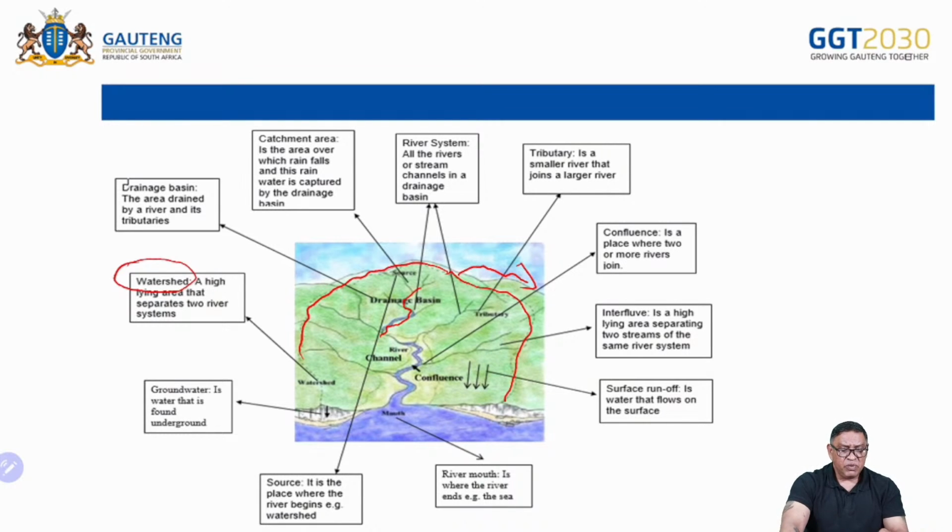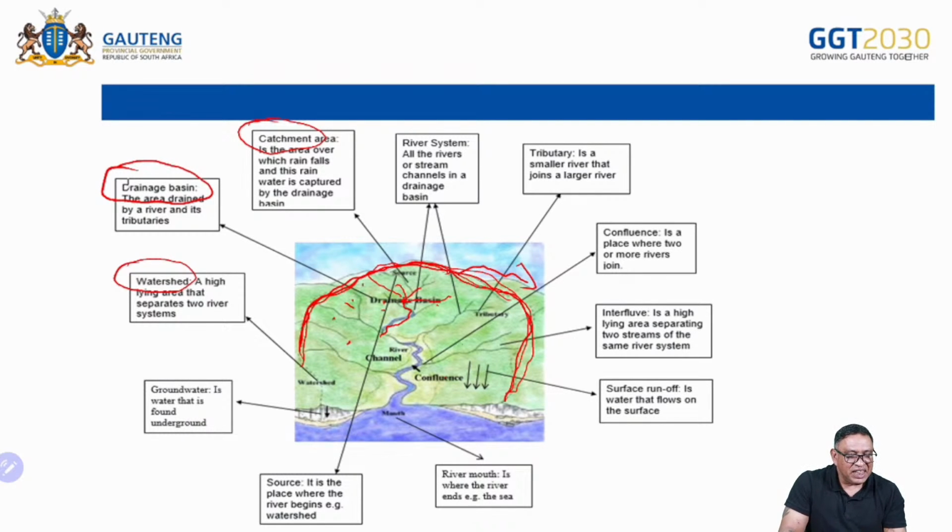Then we have the draining area. When it rains or there's precipitation, it captures the water, and that is your catchment area. So the watershed divides the river systems, and the catchment area then captures the rainfall. Now let's take the next step. What happens? This water gets captured and starts draining into the river and its tributaries. So then we come to the drainage basin.